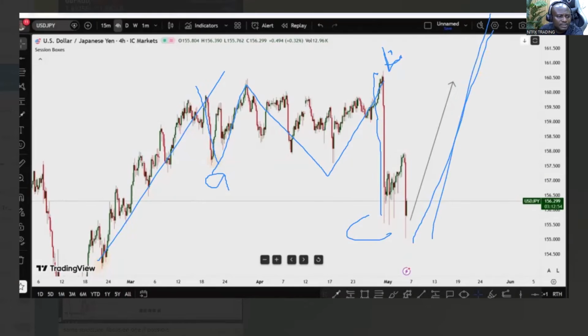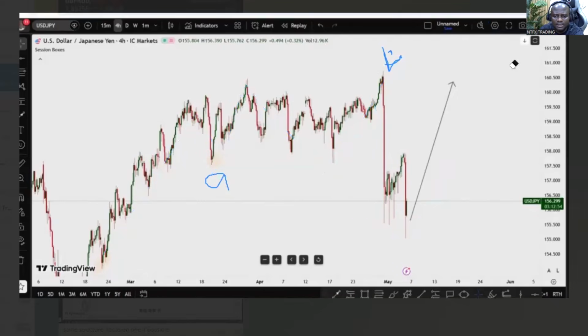That is it about USD JPY. And in as much as that buy is not complete, we still have to continue to follow up to the upside. That's it about the forecast for USD JPY, guys. So let's continue our forecast.